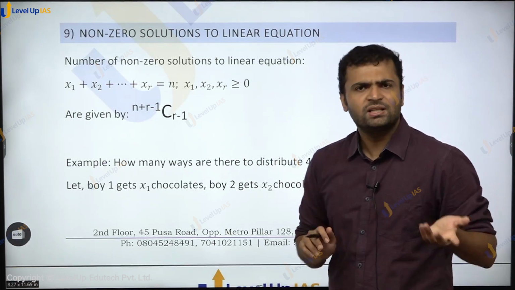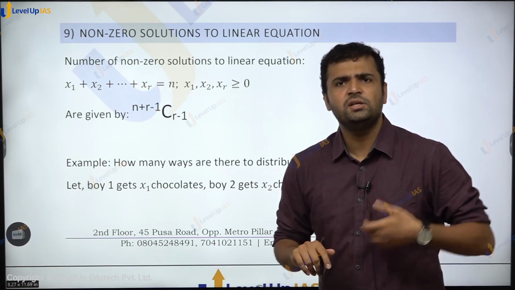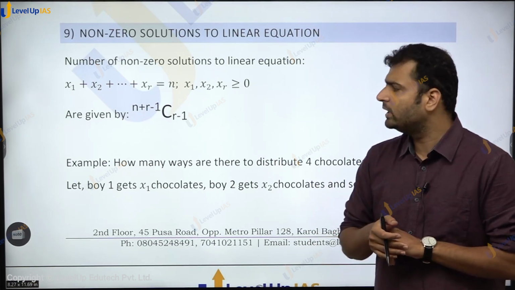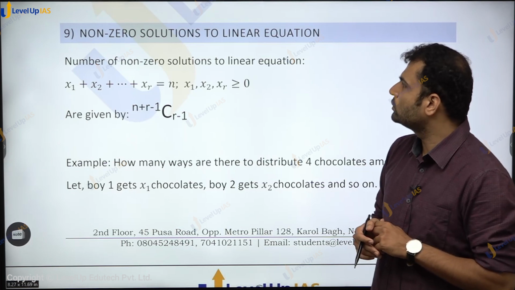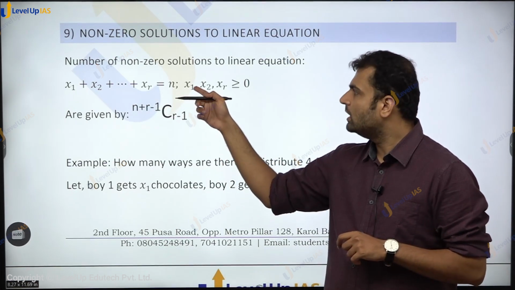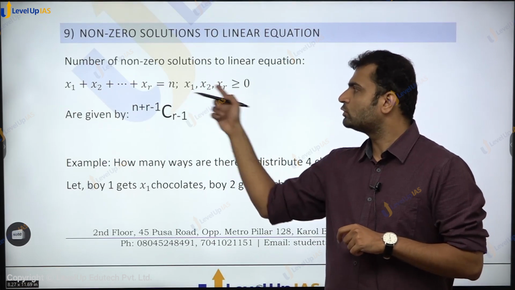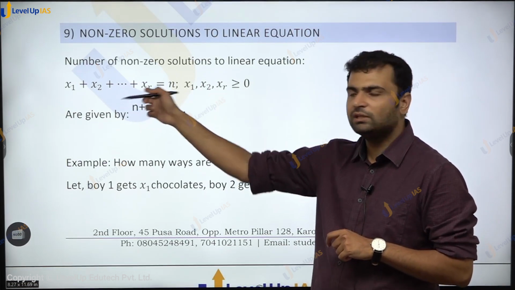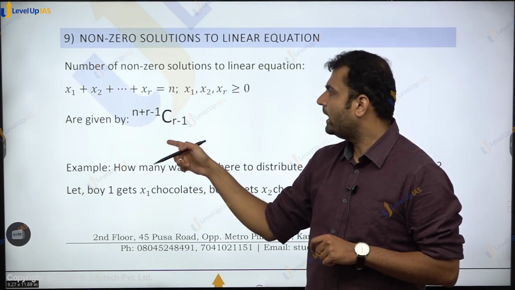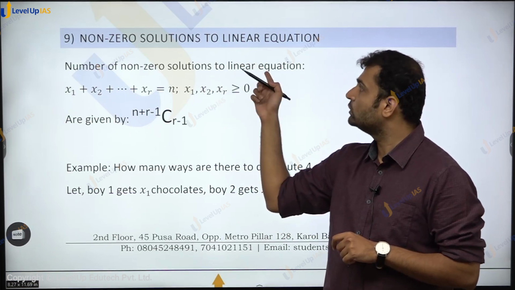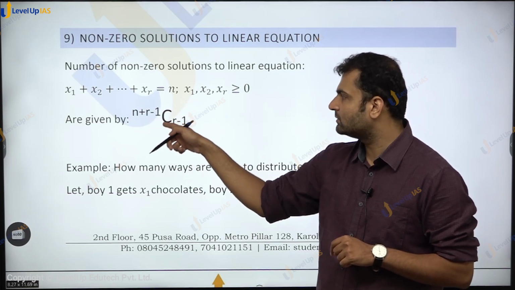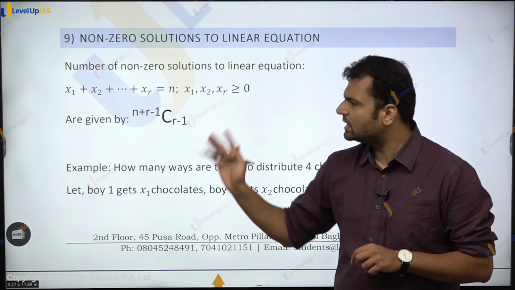So this time a question came in which this saves a lot of calculation. That is why I have included it. The number of non-negative integer solutions to the linear equation x1 plus x2 plus dot dot dot up to xr equal to n, where x1, x2 and so on are all variables greater than or equal to 0, everything having coefficient 1, is given by n plus r minus 1 choose r minus 1. Just remember this.